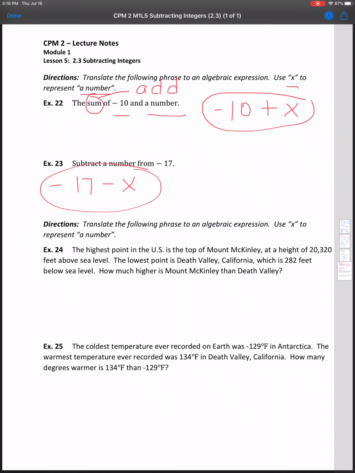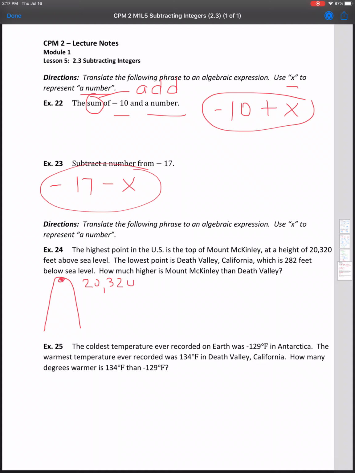So here, the highest point in the U.S. is the top of Mount McKinley at a height of 20,320 feet above sea level. The lowest point is Death Valley, which is 282 feet below sea level. How much higher is Mount McKinley than Death Valley? So think about elevation. My highest point, so we'll just draw a lovely little elevation here. Okay, so there's my mountain. Here's Mount McKinley, which is 20,320 feet above sea level, right? So that's like the peak of my mountain.